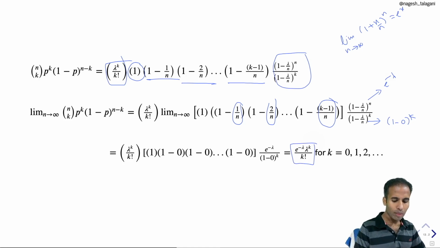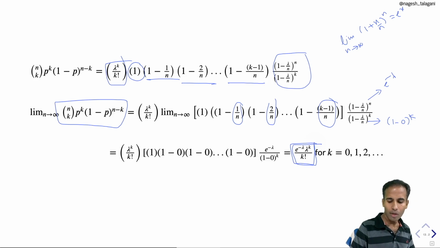So the limit of the binomial PMF, n choose k p to the power of k, 1 minus p to the power of n minus k, is going to be e to the power minus lambda, lambda to the power of k by k factorial, as n goes to infinity, for k equal to 0, 1, 2, 3, and so on. Fine. Okay.